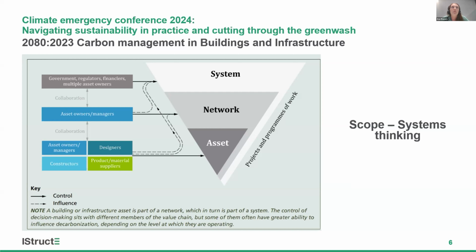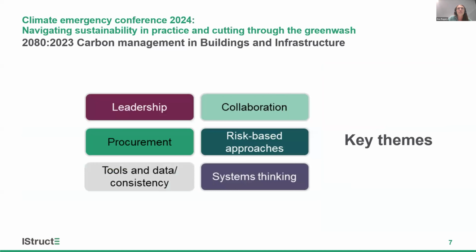You can see, for example, the bottom four, this is relevant for designers, it's relevant for constructors, the material suppliers, everybody within this process. And again, you can see by the arrows on this diagram, it's denoting the difference of what we can control: who can control the asset level, who controls the network and who controls the system, but also everybody has an influence across all of those. So it's something to be mindful of.